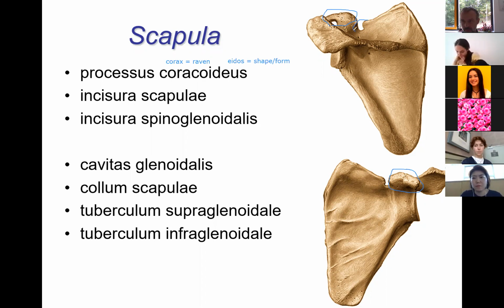I'll just change the color. Here is 1 notch. It's called just a scapular notch.